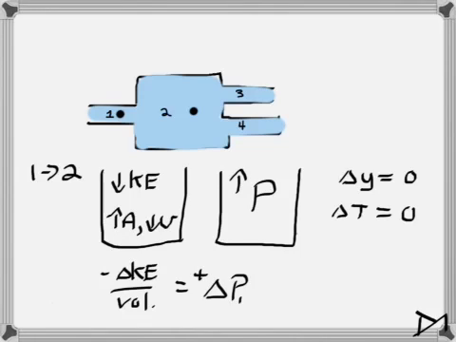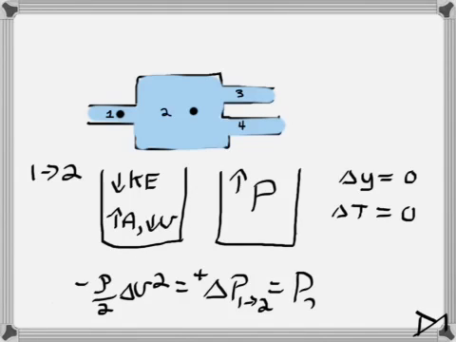That must be a change in pressure. Going from 1 to 2, there's a pressure difference. Our pressure increases from 1 to 2 as the fluid slows down. As it loses kinetic energy, it must gain pressure. There's more pressure in tube 2 than in tube 1 as the fluid slows down.